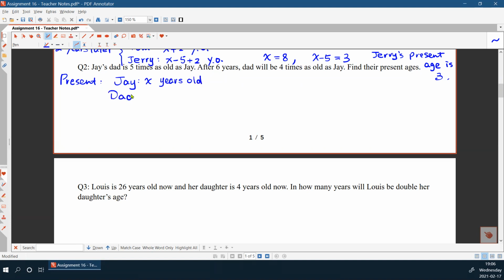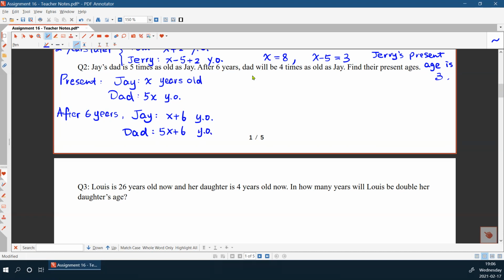And how about Jay's dad? Jay's dad is 5 times as old as Jay. That means he is 5x years old now, right? After 6 years, what will happen? Jay will become x plus 6 years old, right? And dad will be 5x plus 6 years old.